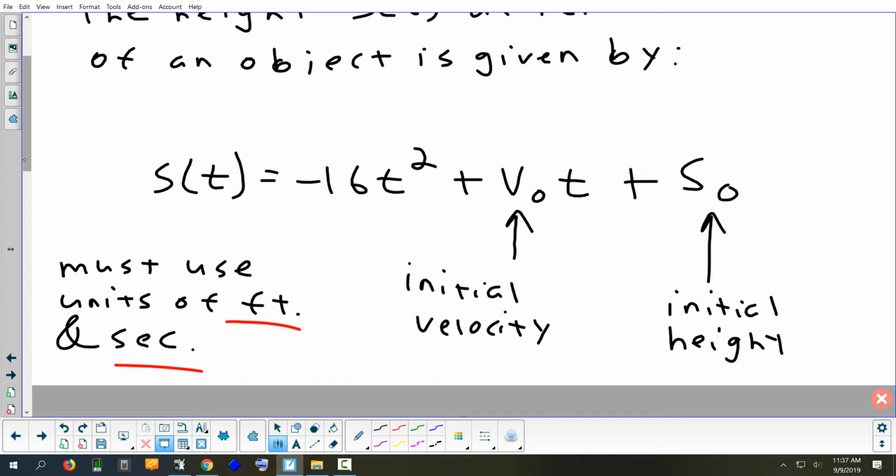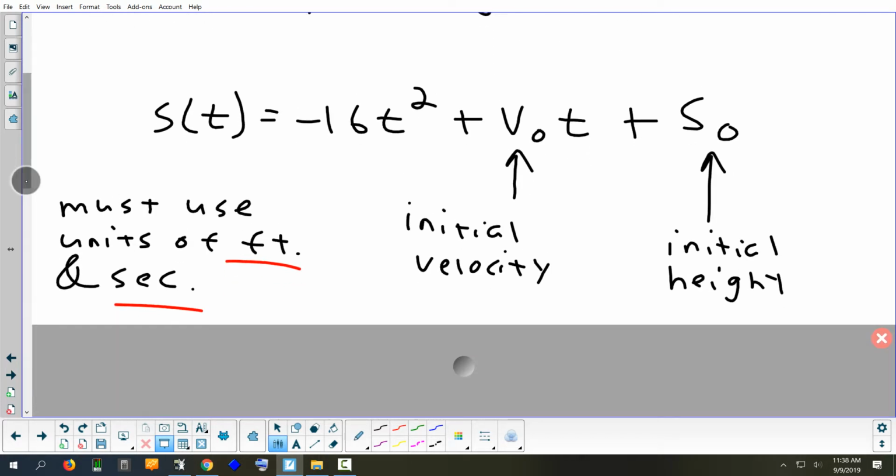V sub 0 is an initial velocity that something is thrown at. So like if you were to throw a baseball, it's the speed it leaves, just like the millisecond it leaves your hand, how fast is it going? And S sub 0 is an initial height. So if I was throwing a baseball, it might be like 3 or 4 feet off the ground when I release it, whatever. Or if you threw something from the top of a building, the initial height might be the height of the building plus the height you are when you released it. Okay. If it says ground level, then there is no initial height.